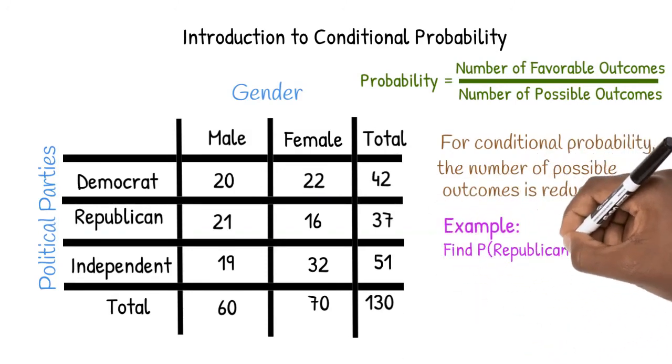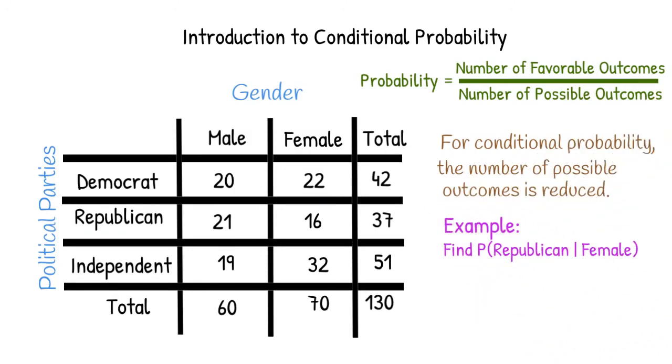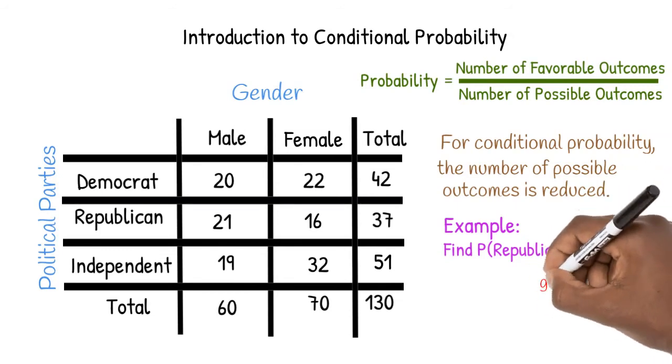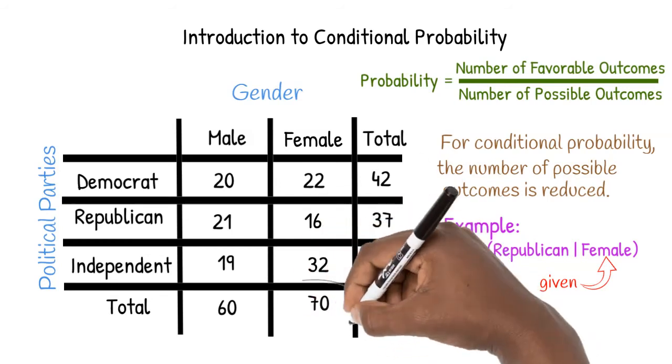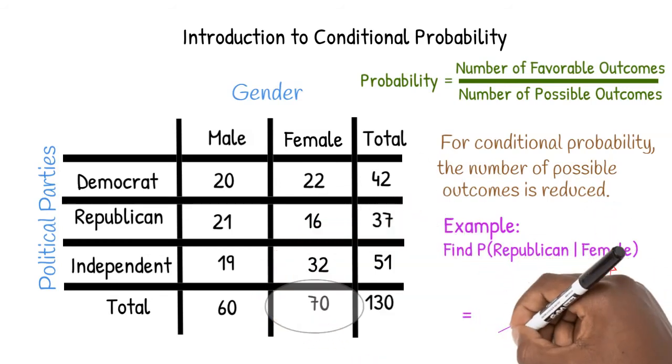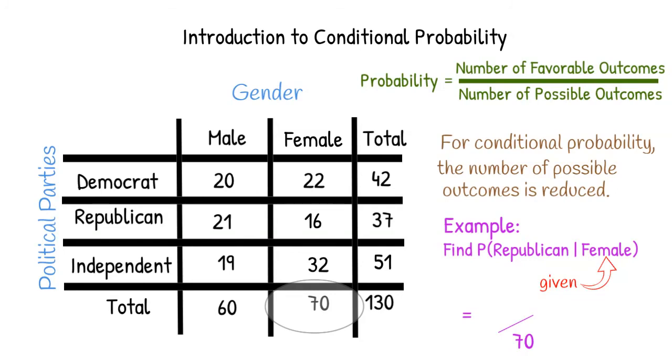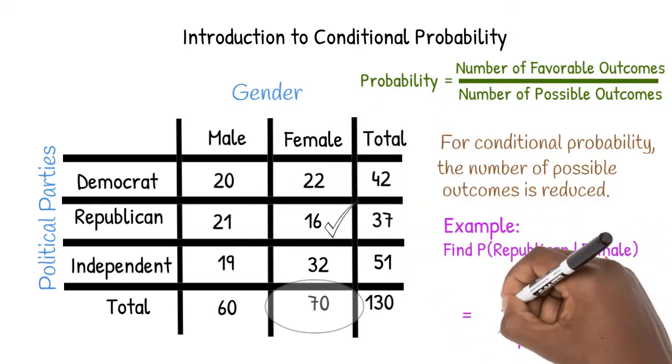Let's try another example. Find the probability that someone selected is Republican, given that the person is female. Recall that the category after the line is given. In other words, we know for certain that the person selected is female, so our denominator is 70. Of the 70 females, 16 are Republican, so our numerator is 16.